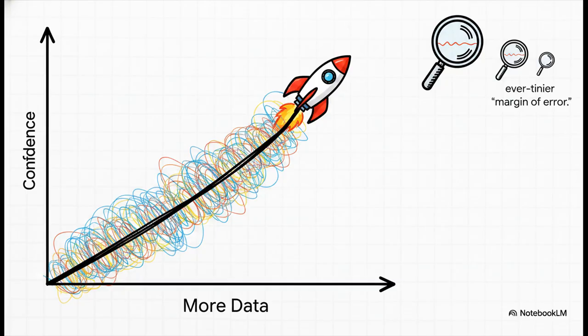But when you do follow those rules, something amazing happens. Your estimate of the average doesn't just slowly creep towards the right answer, it skyrockets. The chance of your sample average being way off shrinks at an exponential rate. It's an incredibly powerful effect.